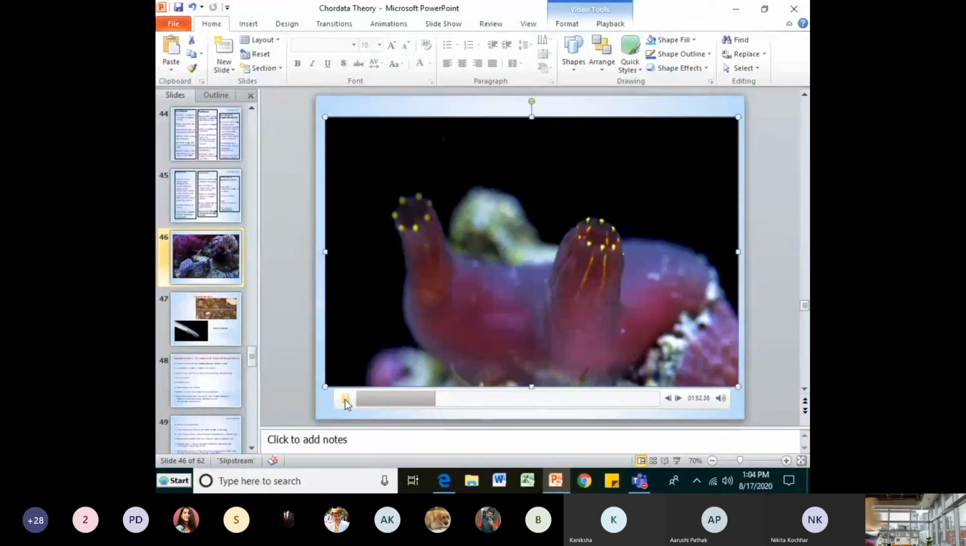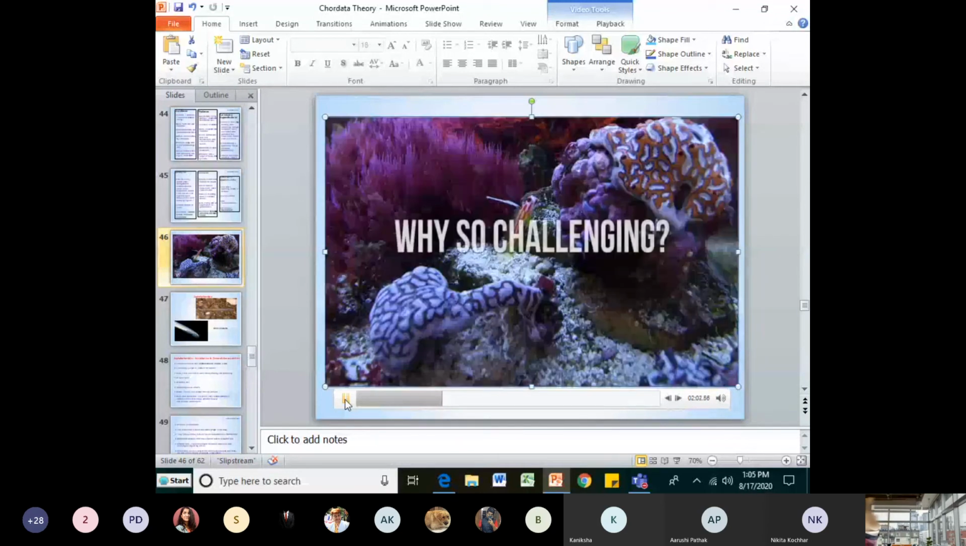And when I think of exoskeletons, I think of ants or crabs that periodically have to shed them. Tunicates, however, have an exoskeleton that grows with them as they get older. So what makes tunicates so challenging?